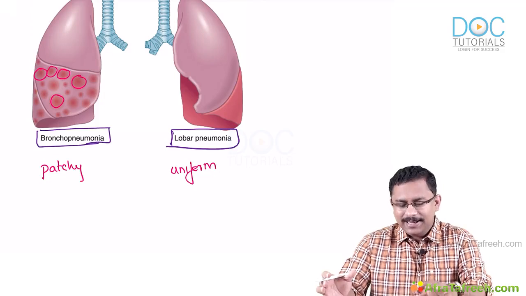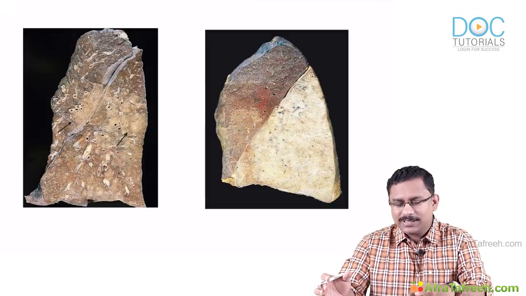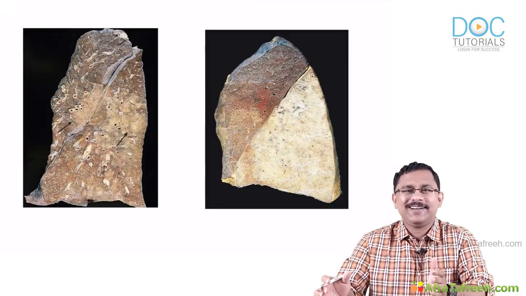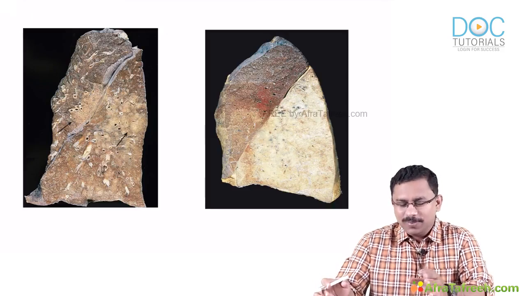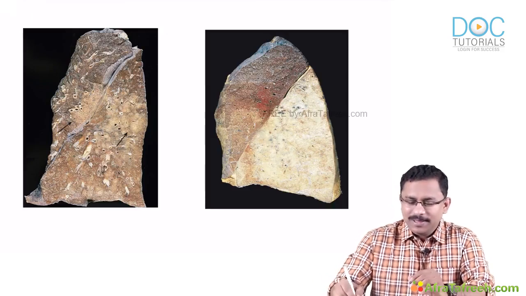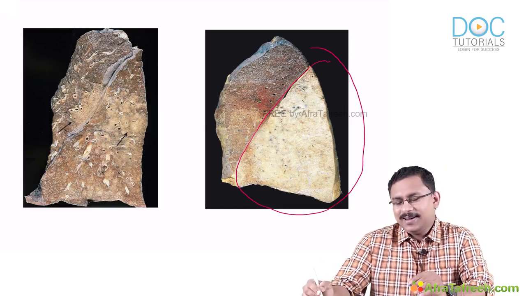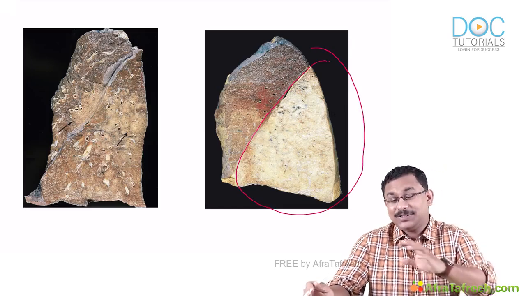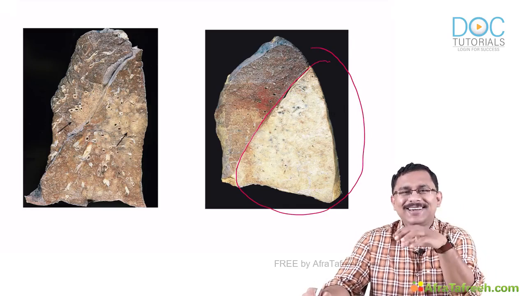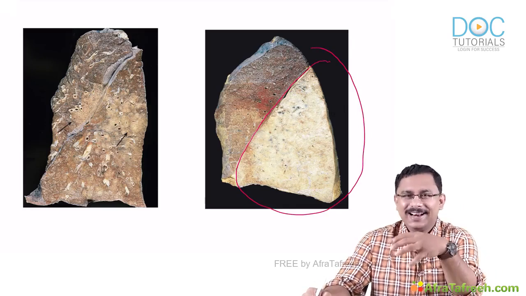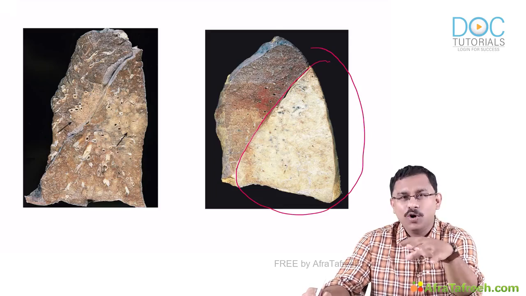So just again a picture from Robbins, which compares the two types of pneumonia, that is bronchopneumonia and lobar pneumonia. You see, this is the autopsy specimen. It is almost like a consolidation. So this is actually a more severe form. Do not think that all lobar pneumonias are like this. This is actually involving the whole lobe.